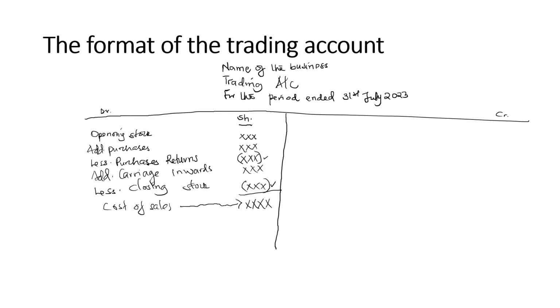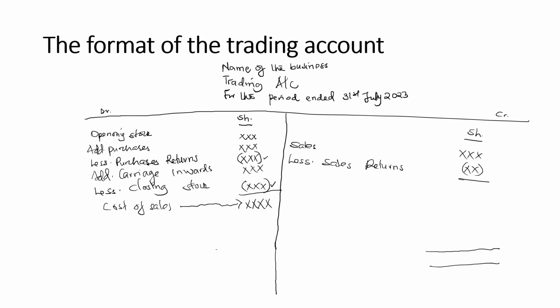We come to the credit side, we'll have the sales. The credit side is also given in shillings. We have the sales. How much is the sales? It is that amount. We have less sales returns. How much is the sales returns? That amount there. Then when we subtract that, we'll get some figure there.